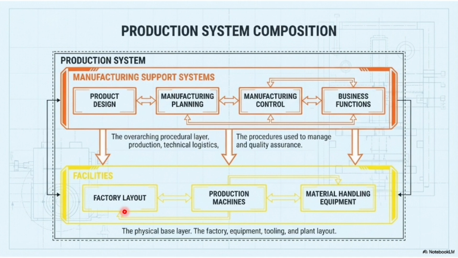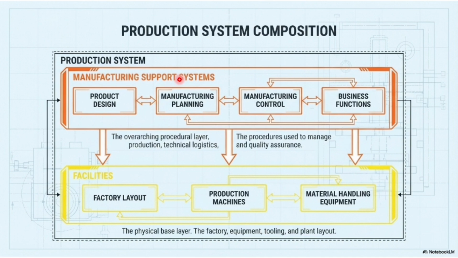This includes the factory layout, production machines, and material handling equipment. In simple terms, this is the shop floor where the actual production happens. A good way to understand this is to think of the support system as the brain and the facilities as the body. The brain plans and controls while the body carries out the work.